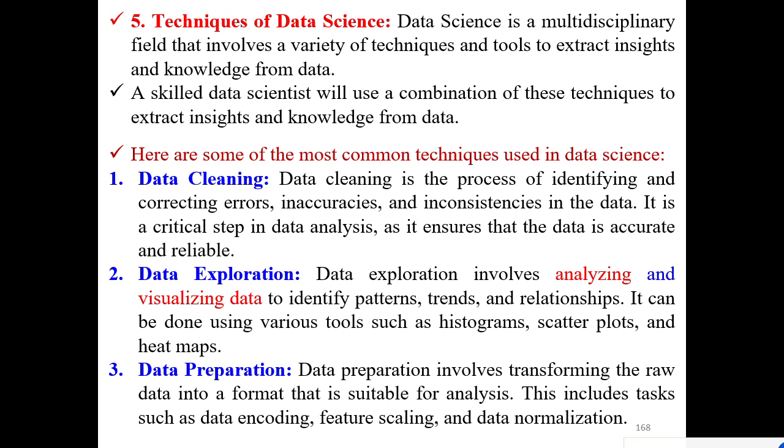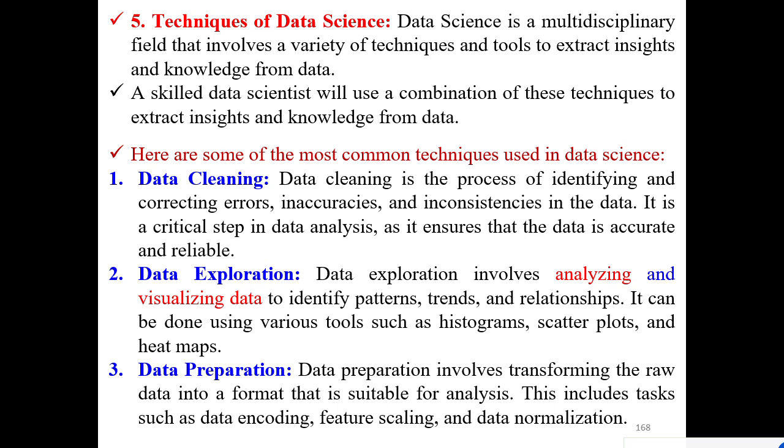There are top 10 techniques I am going to explain, in order to solve real-time applications, and the combination of these techniques to extract meaningful and interesting data from the huge volume of data. These are the common techniques used in data science. So the first one is data cleaning.